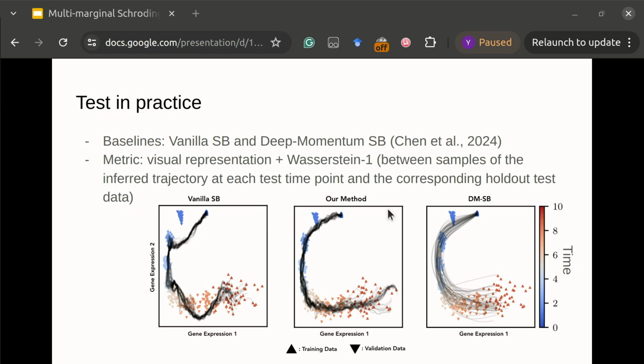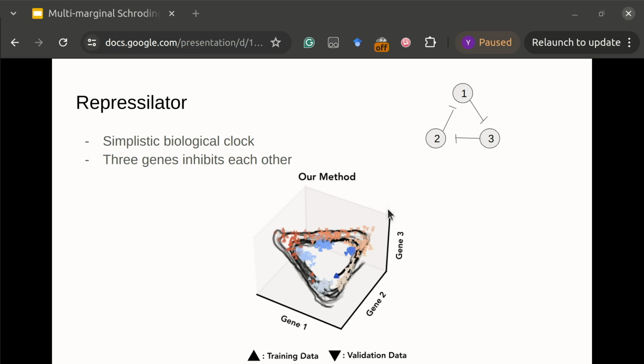But this is not the end of the story. We also tested this example, which, if you're a systems biologist, you're very familiar with. It is one of the minimalist examples of a biological clock, having three mRNAs that suppress each other, and then you will see this rotation behavior. This is a very good test bed because it has rotation, and if your method is unaware of this curvature behavior, there's no way you can really do it. Our method seems able to infer these rotations because you have multiple time steps, and by choosing the best reference, it learns the curvature and is able to pass over the holdout sites.